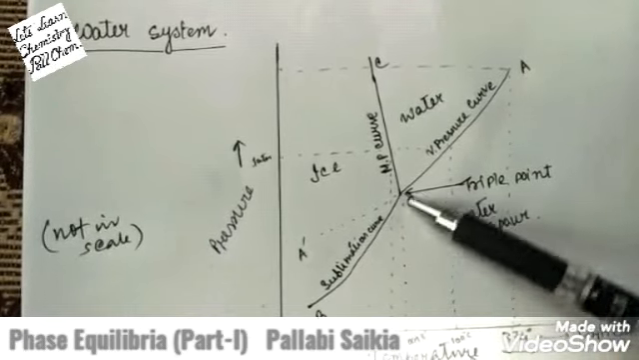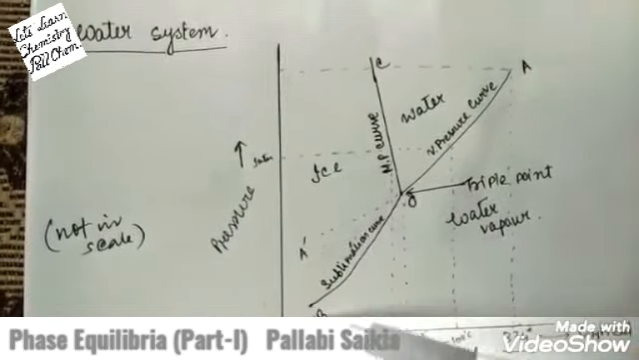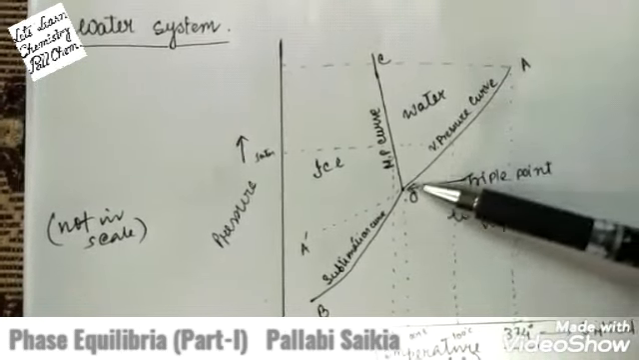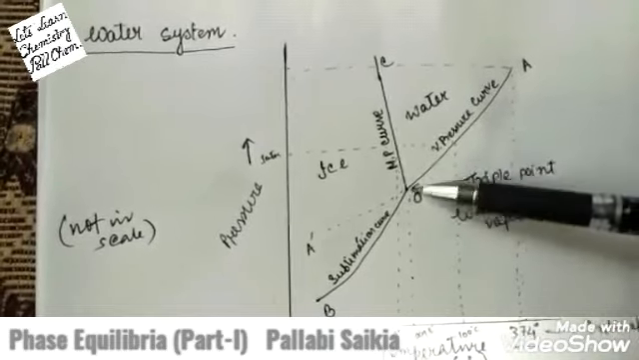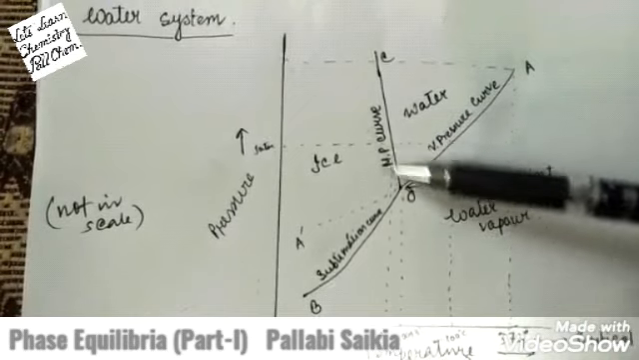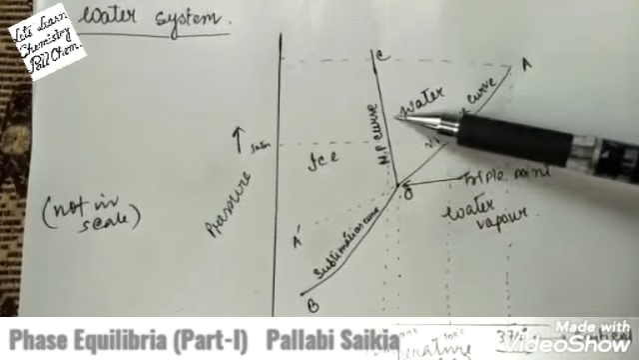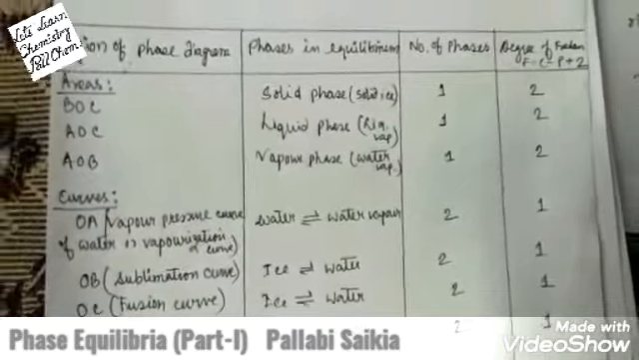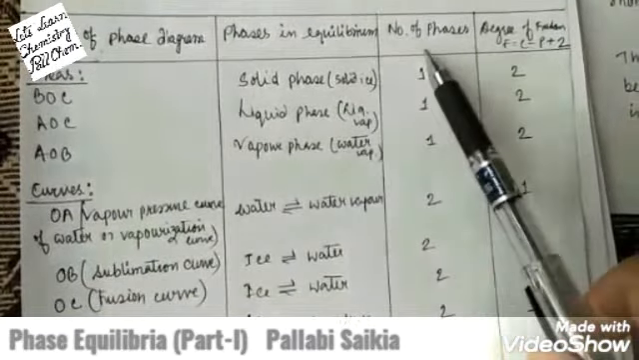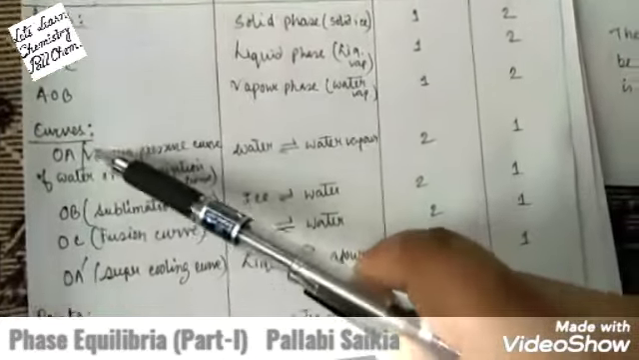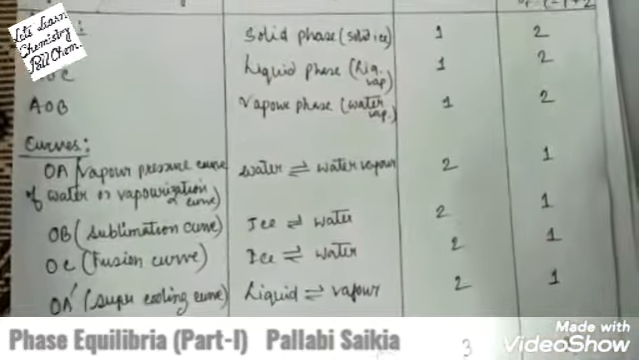Hence, increasing temperature, increasing pressure, it is the sublimation curve. Increasing pressure, increasing temperature, it is the vapor pressure curve. And decreasing temperature, increasing pressure, that is the melting point curve. Ice is converted to water, water is converted to ice. So this is the summarized table where regions, phases in equilibrium, number of phases, and degrees of freedom are given. These are the areas, these are curves, these are points.